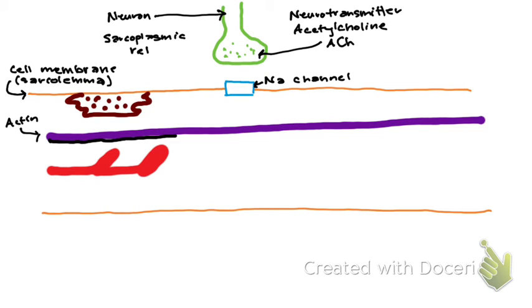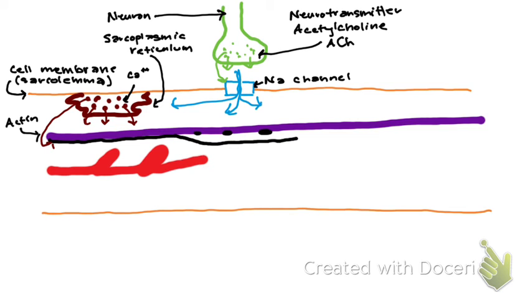Within the muscle cell, there's an organelle that is similar to the endoplasmic reticulum called the sarcoplasmic reticulum. It's filled with calcium ions. When the neuron releases the acetylcholine, it binds to the sodium channel, causing it to open. Sodium then floods into the cell, causing the sarcoplasmic reticulum to release calcium into the cell.